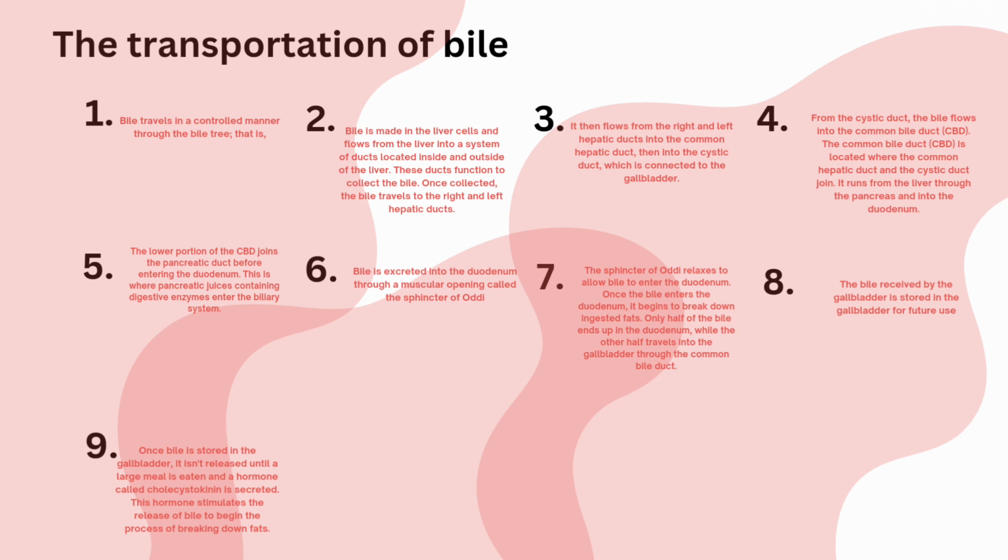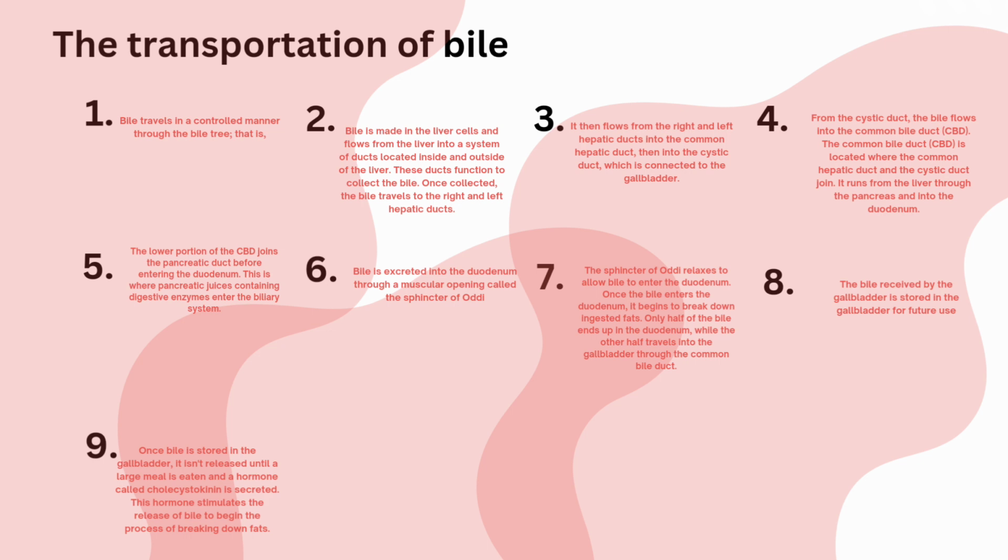Transportation of bile. Bile is made in the liver cells and flows from the liver into the system of ducts located inside and outside the liver. These ducts function to collect the bile. Once collected, the bile travels to the right and left hepatic ducts. It then flows from the right and left hepatic ducts into the common hepatic duct, then into the cystic duct, which is connected to the gallbladder.